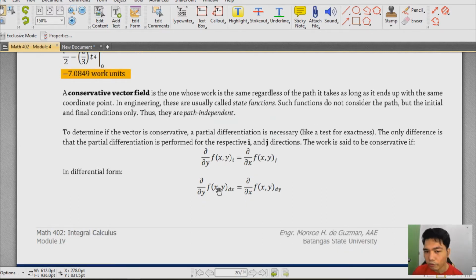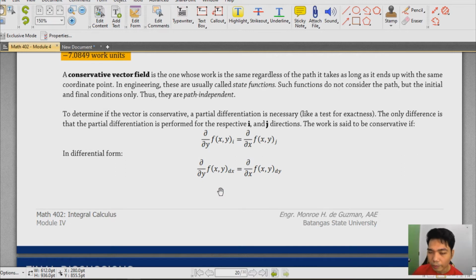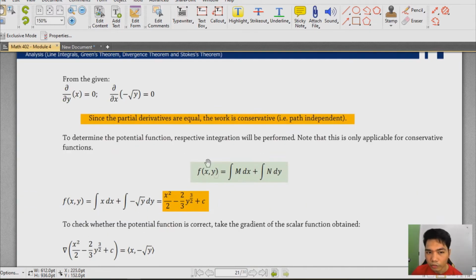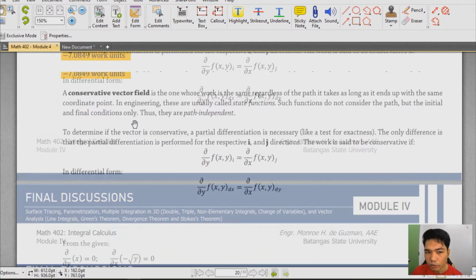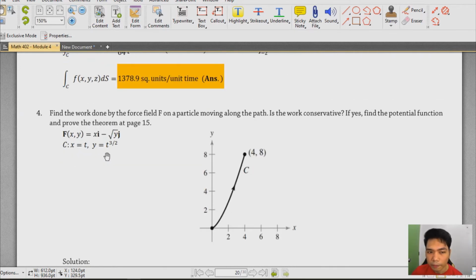And to solve for any conservative vector field, kung tandaan nyo pa yung test for exactness sa DE or diffcal natin na ginawa, so that's just the same. You take the partial derivative of y for any function in the i direction, and then that should be equal to the partial derivative of the function in the j direction with respect to x. So, gawin natin siya dito, no? Ito yung ating pinaka-expression ng ating vector field or force field. So, F of xy is equal to xi minus square root of y j.